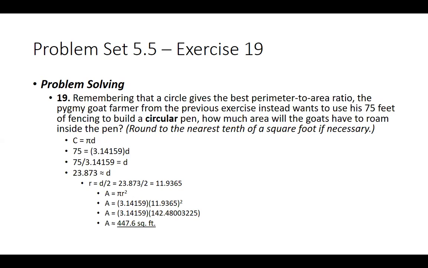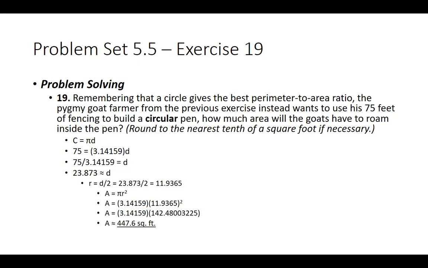Number 19. Remembering that a circle gives the best perimeter to area ratio, the pygmy goat farmer from the previous exercise instead wants to use his 75 feet of fencing to build a circular pen. How much area will the goats have to roam inside the pen? Round to the nearest tenth of a square foot if necessary.